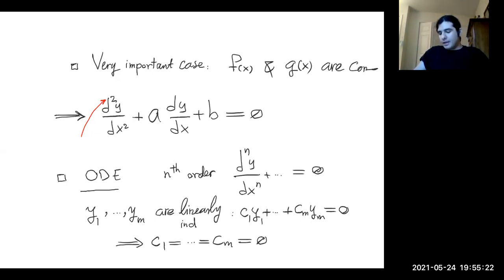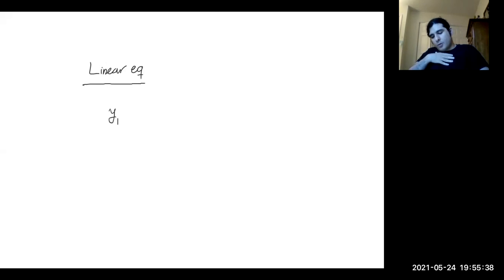That's one fact. The other fact is that when we have a linear equation, like what we have here, if y1 up to ym are solutions, then any linear combination of them is also a solution.